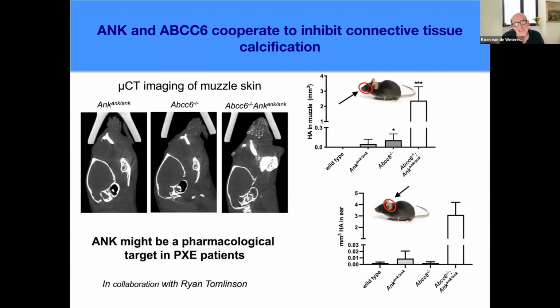And these studies identified ENK as a pharmacological target in PXE patients. And what does that mean? It means that if we can find a way to stimulate ENK in PXEers to release more ATP into the blood, then more pyrophosphate will be formed, and that should, in theory, then prevent the disease from progressing.